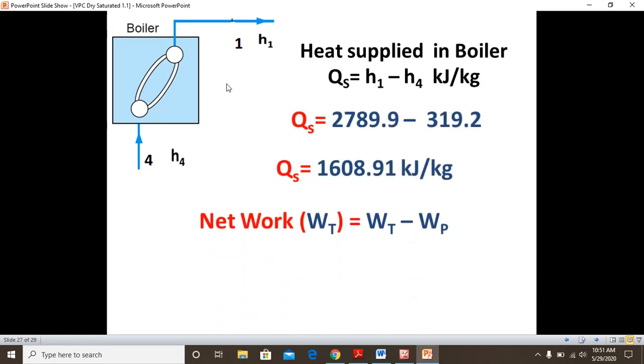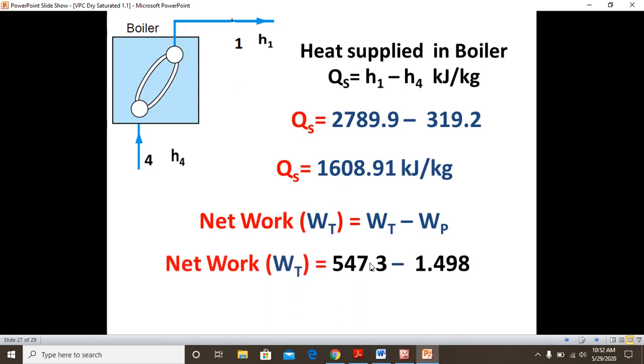Then net work, what do you mean by the net work? Some amount of the work produced by your turbine will be absorbed by the pump. Therefore net work is turbine work minus pump work. This is the turbine work minus pump work you got.